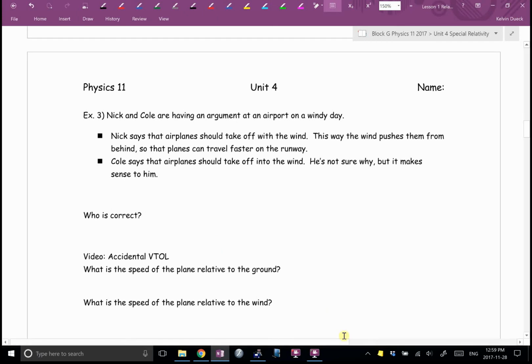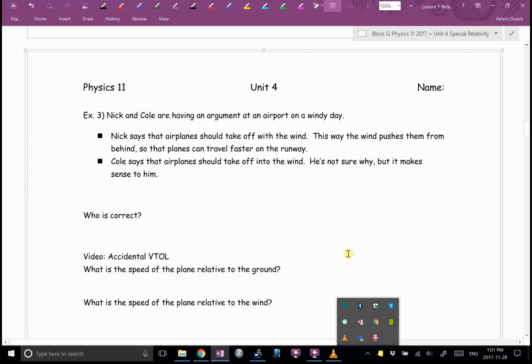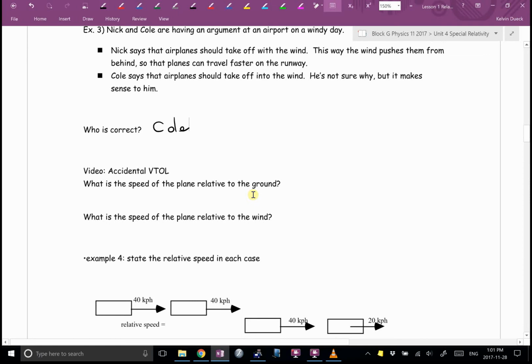Put your pencils down, look up. So the video that we just watched, what was the speed of the plane relative to the ground? 0 meters per second. What was the speed of the plane relative to the wind? Takeoff.